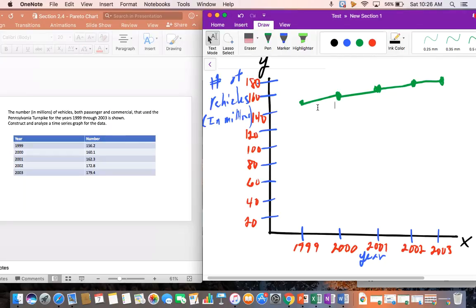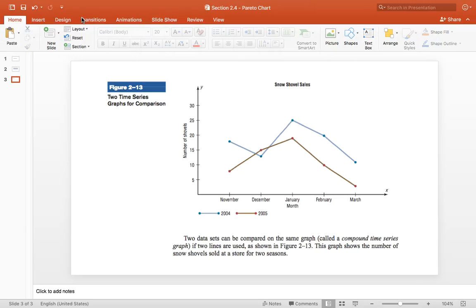All right, so this is your time series graph, right, where you just plot your points at your years or whatever time it is that we're doing, and then we just draw a line connecting those points, right? There's one other thing I want to talk about with this, and that is a compound time series graph, and that's where we're comparing two different times.